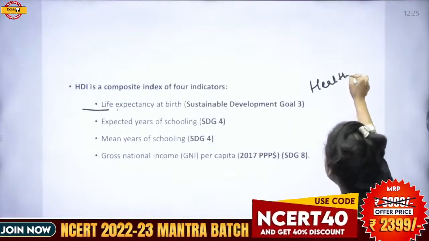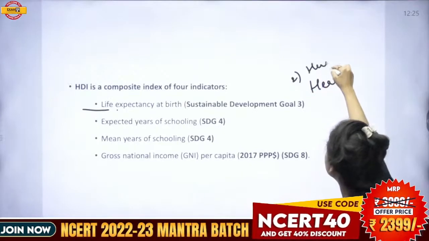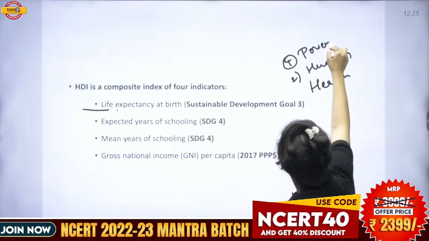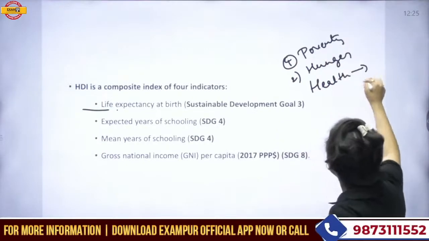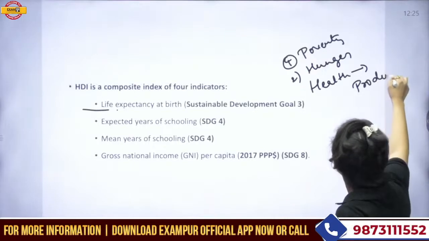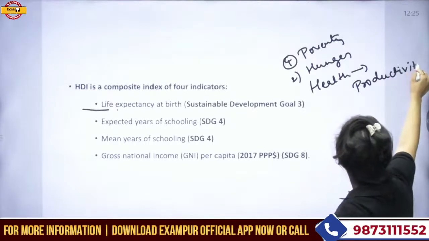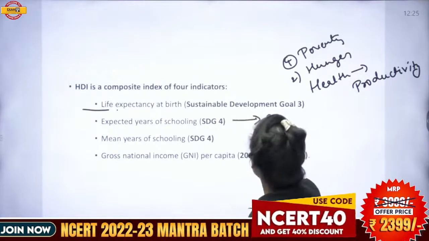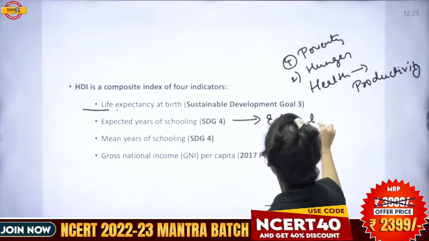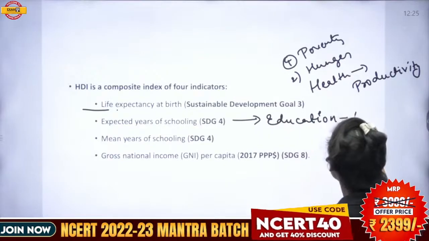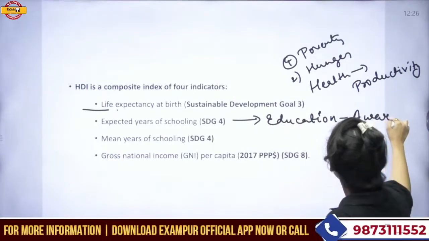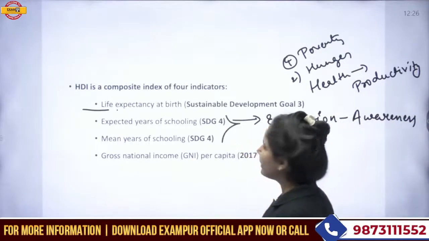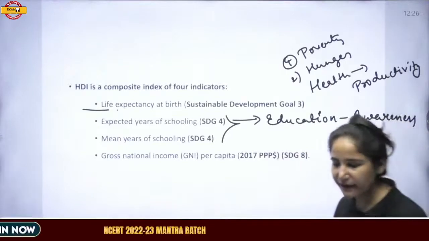Which is health. Second is what? Hunger. And first is what? Poverty. It is building somewhere the productivity and capacity of humans. Expected years of schooling, that is the education, which is creating the awareness. Mean years of schooling, both are denoting, like this is divided.